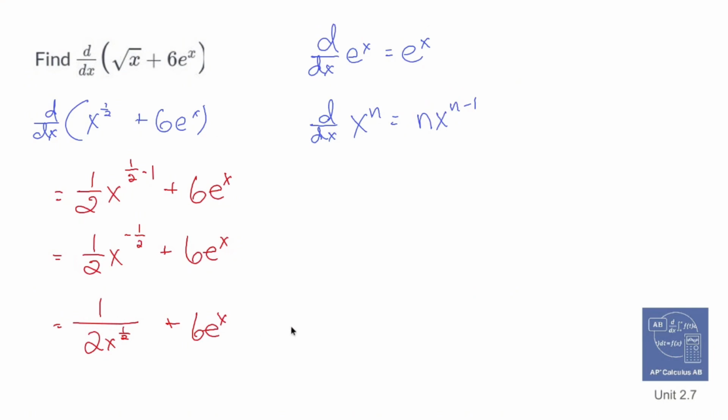And let's wrap this puppy up by turning x to the 1/2 back into its root. So 1 over 2 root x plus 6e to the x. And that's going to be our derivative.